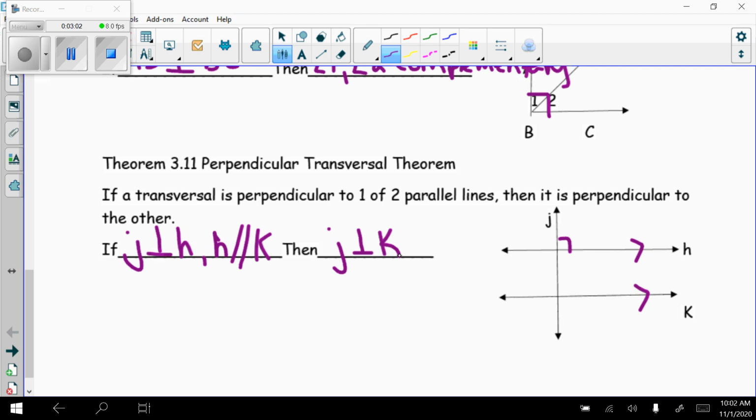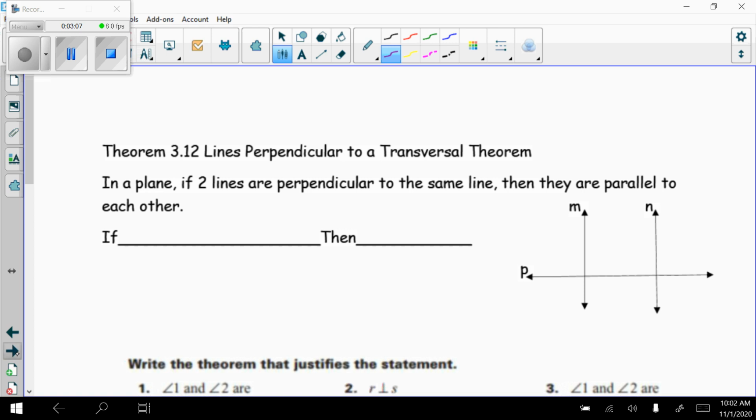Let's look at another theorem on the back. So theorem 3.12, lines perpendicular to a transversal theorem. In a plane, if two lines are perpendicular to the same line, then they are parallel to each other. So in this picture, I have lines M, N, and P. So I could say if M is parallel to P and N is parallel to P, then that's enough to tell us that M is parallel to N. So we would have these marks there. Then we would know that these two are parallel to each other.